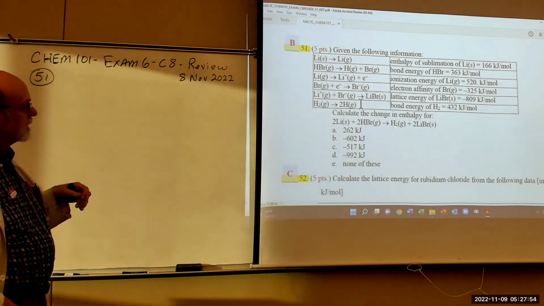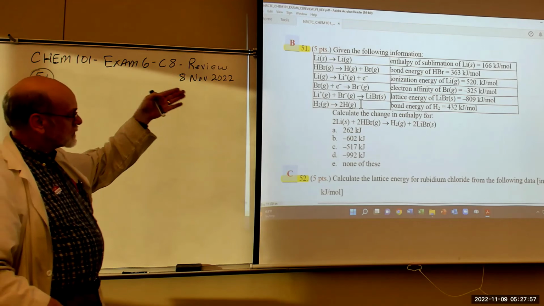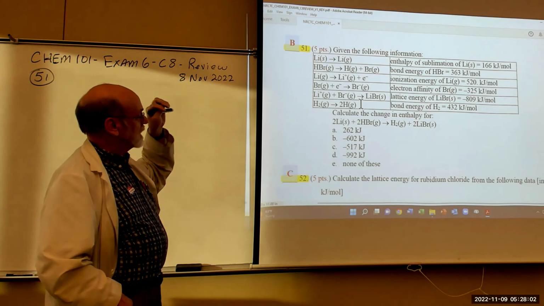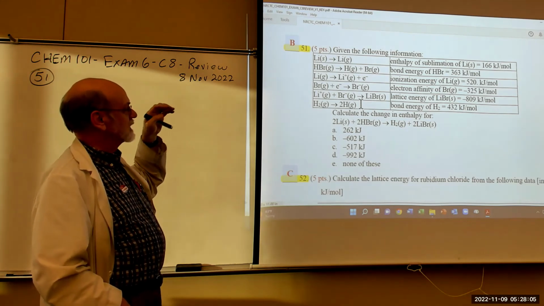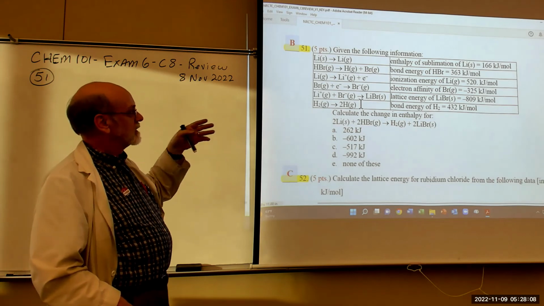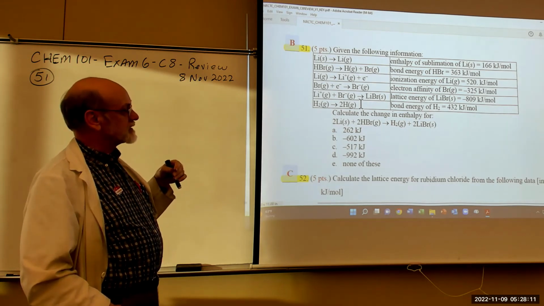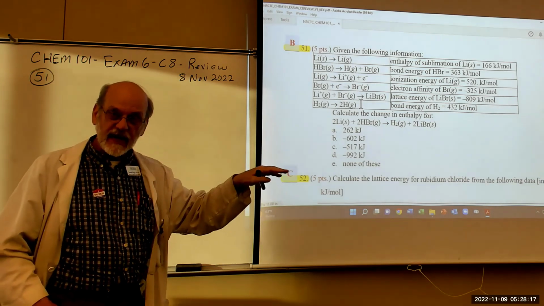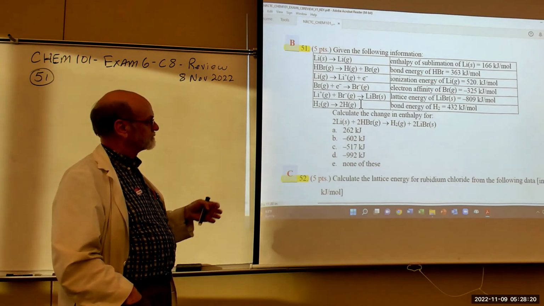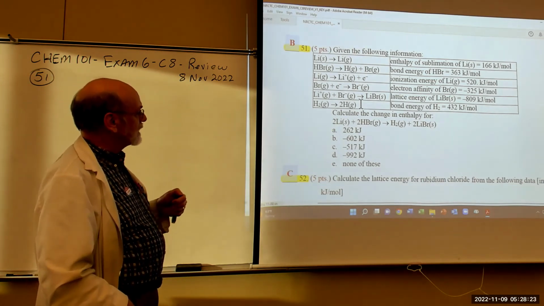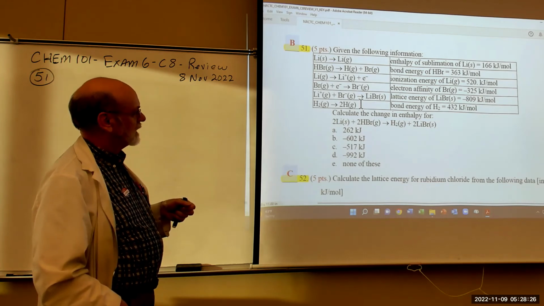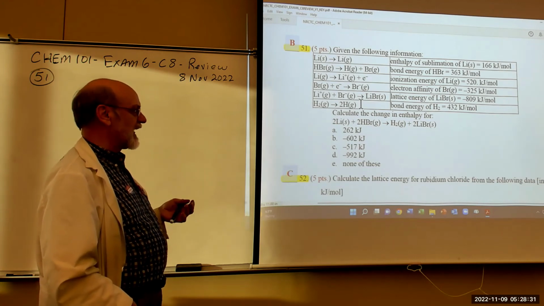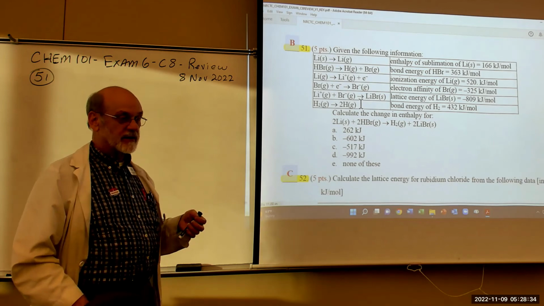Okay, question is, given this following information, each one of these reactions, lithium solid to lithium gas, is 166 kilojoules per mole. And that's a positive value. It means you got to put energy into that solid to make it a gas. That makes sense. And on down the line, bond energy is the given value. Then we have ionization energy, electron affinity, lattice energy, and bond energy of hydrogen.